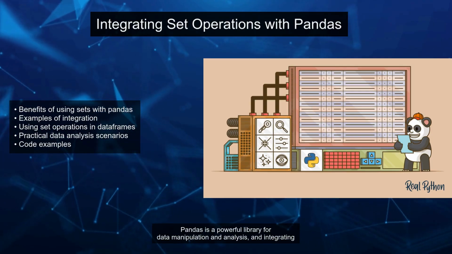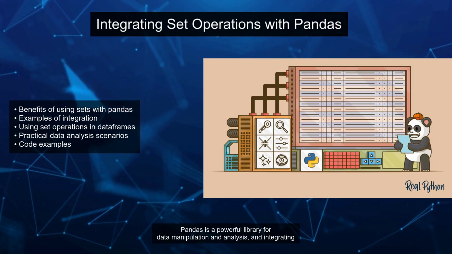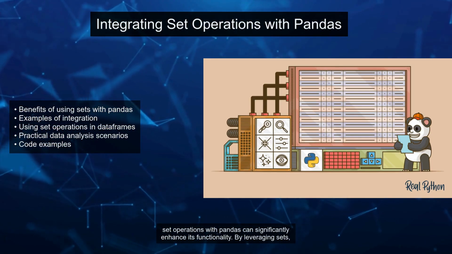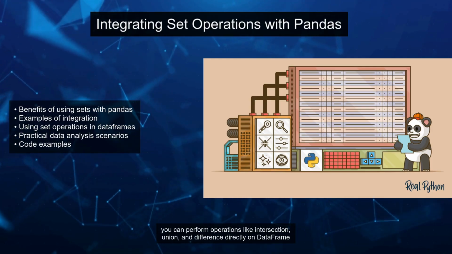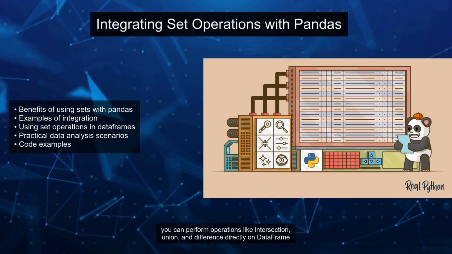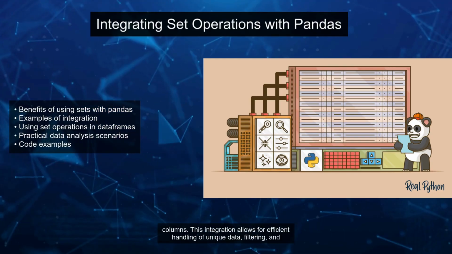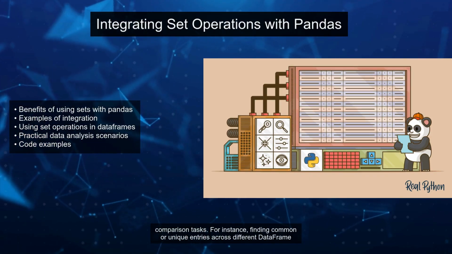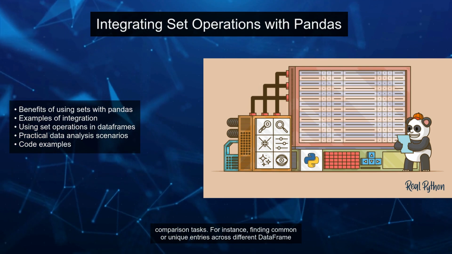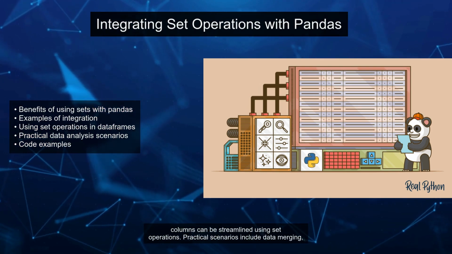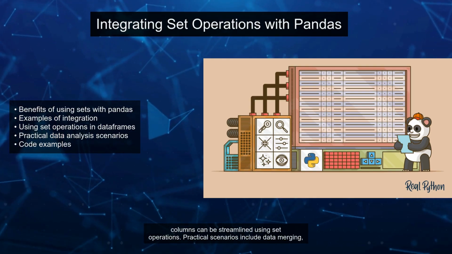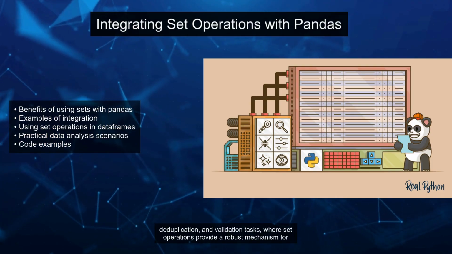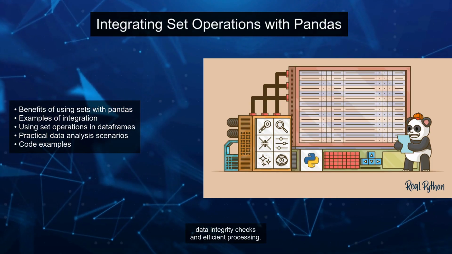Pandas is a powerful library for data manipulation and analysis, and integrating set operations with pandas can significantly enhance its functionality. By leveraging sets, you can perform operations like intersection, union, and difference directly on data frame columns. This integration allows for efficient handling of unique data, filtering, and comparison tasks. For instance, finding common or unique entries across different data frame columns can be streamlined using set operations. Practical scenarios include data merging, deduplication, and validation tasks, where set operations provide a robust mechanism for data integrity checks and efficient processing.